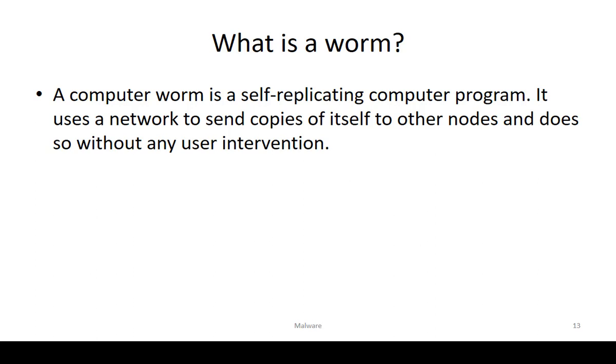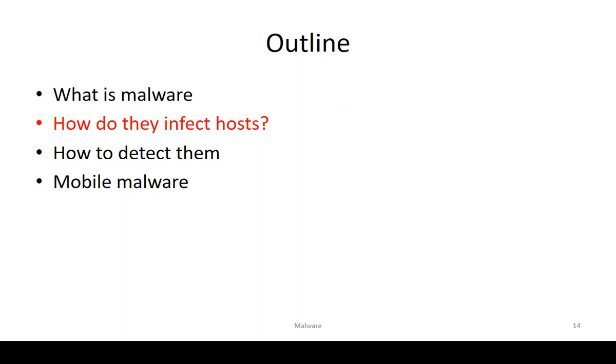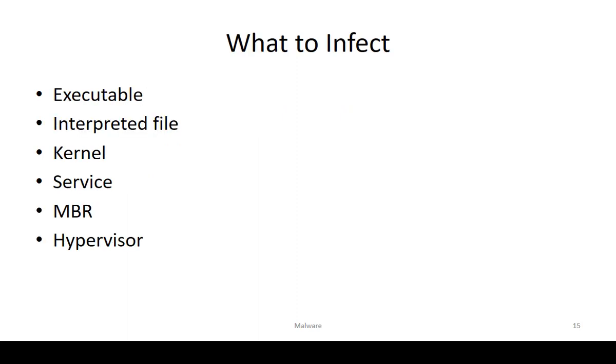Okay, now let's look a little bit at how malware infects hosts. So malware can infect either the executable or an interpreted file, your kernel, or some service, or the master boot record, or the hypervisor. When the executable is infected, the executable may be overwritten with malware, or the malware can be prepended into the executable or appended at the end, or it could even be inserted amongst the bytes of your executable.